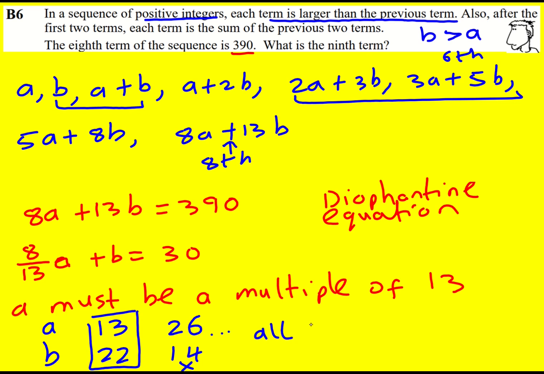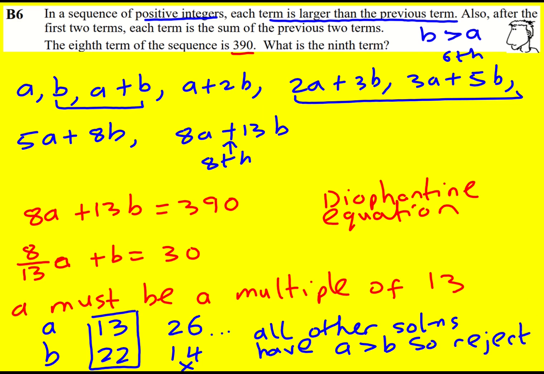All other solutions have a greater than b, so reject. All right, and we're pretty much done then. So what I can do is just work out the 9th term. It's going to be 13a, by adding these two, plus 21b.